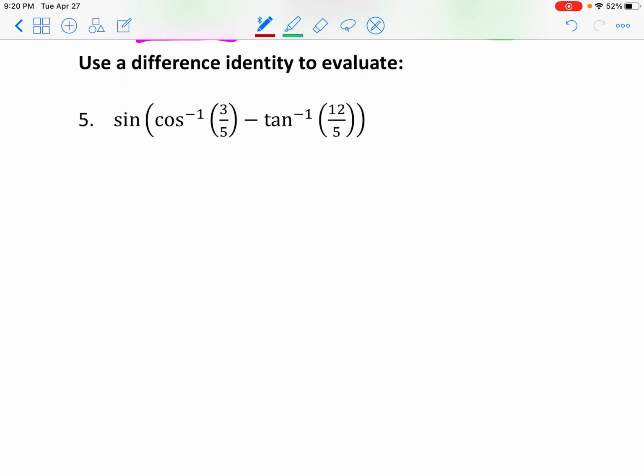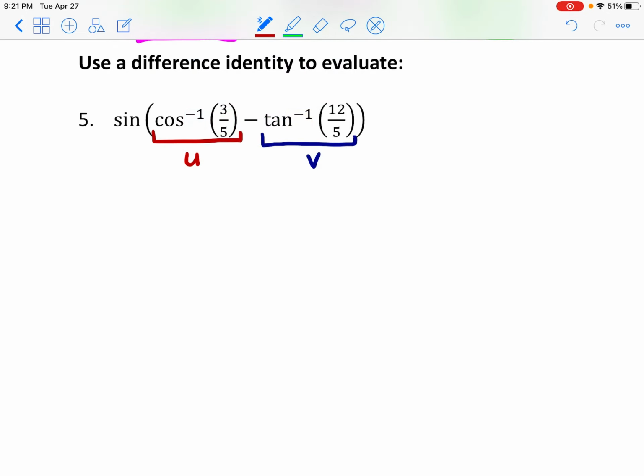So let's say that the inverse cosine of 3/5 is u, and let's say that the inverse tangent of 12/5 is going to be v. Okay, now that's a lot for us to wrap our brain around. This expression looks really ugly, so let's try to unpack this a little bit.